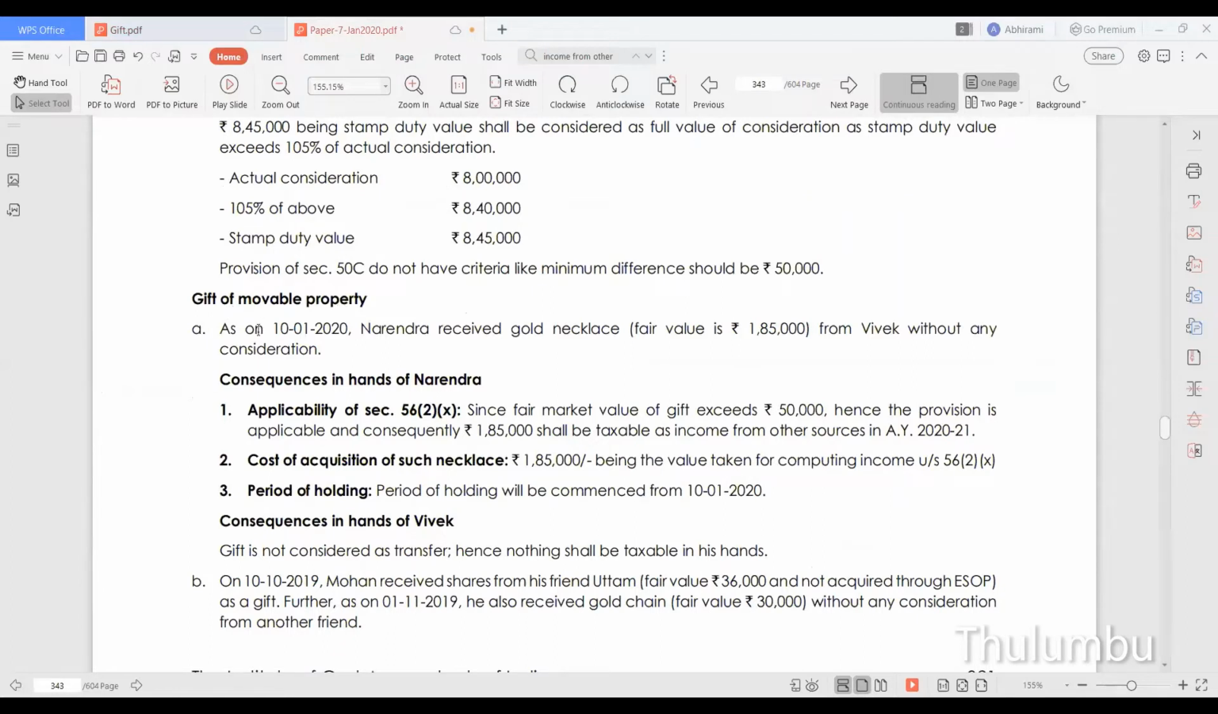Instead, a material example. Gift of movable property. As on 10th January 2020, Narendra received gold necklace of fair value 1,85,000 from Vivek without any consideration. So consideration edume illama 1,85,000 rupees receive pannirukanga. Since this amount of 1,85,000 is greater than 50,000, it shall be taxable as income from other sources.